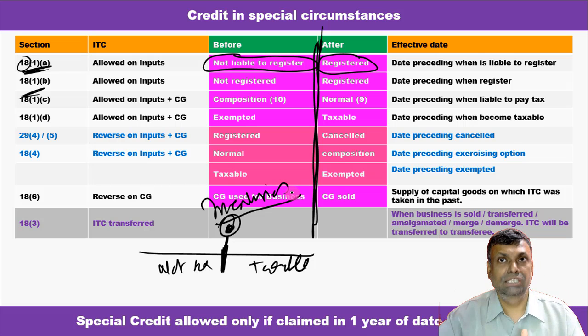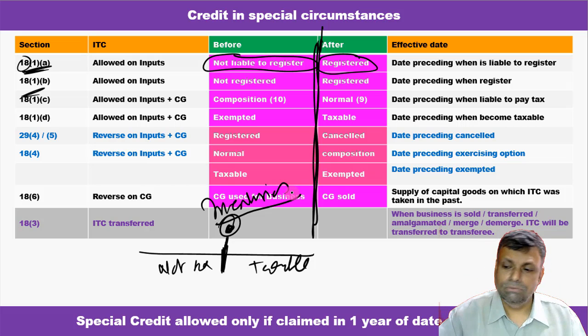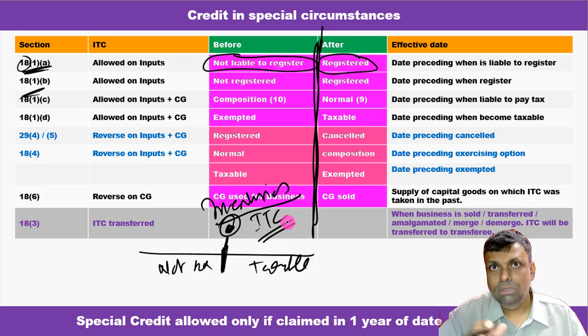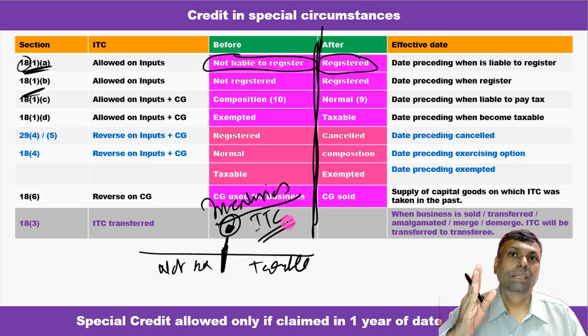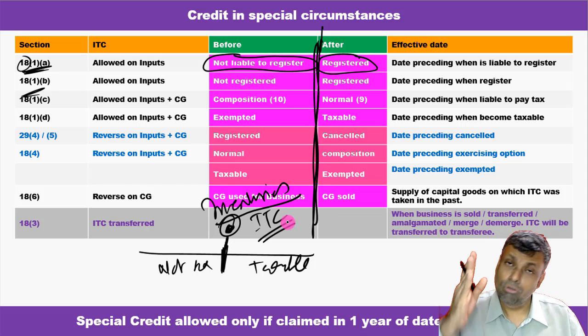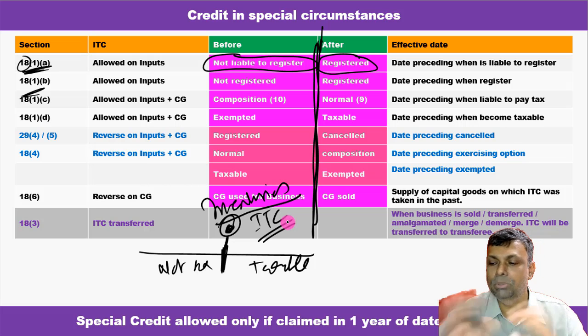So for this transition, the lawmakers have thought, and it is a very good thinking, that on these inventories you will get the input tax credit, which is on the cutoff date of your effective date of registration. So there has to be a cutoff date. That cutoff date can be any date during the year, depending upon the situation. So on that particular cutoff date, whatever inventories you have, you will get the input tax credit.